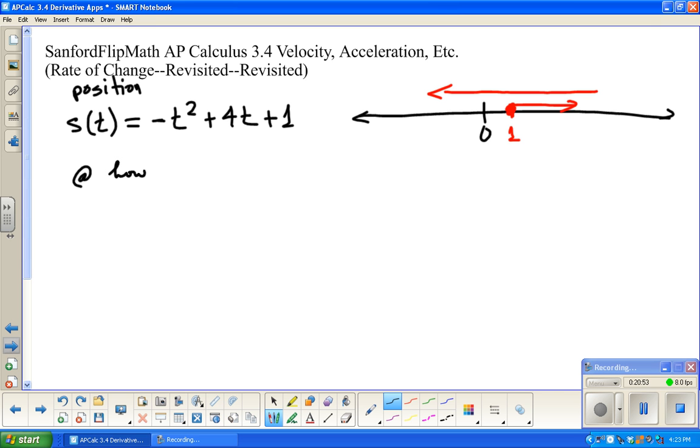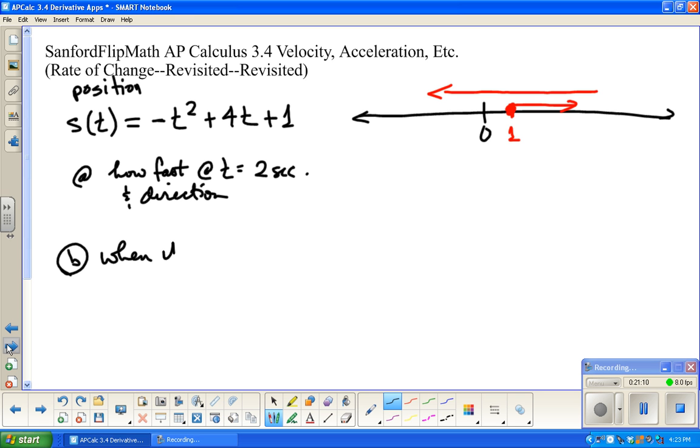I want to know how fast it is going at time equals, I'll go 2 seconds, and what direction. I don't know when it stops. So when does it stop? Okay, and then I guess that'll be good.